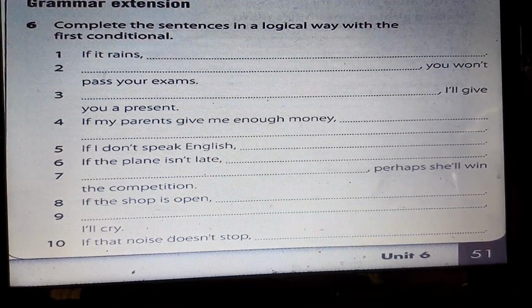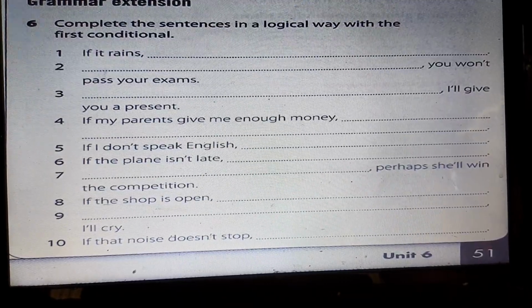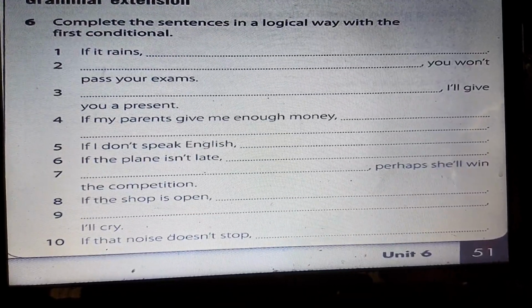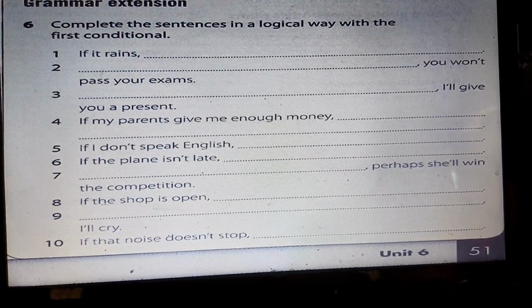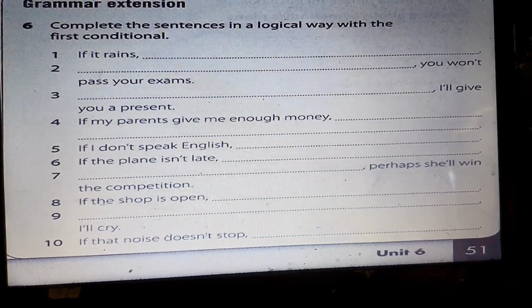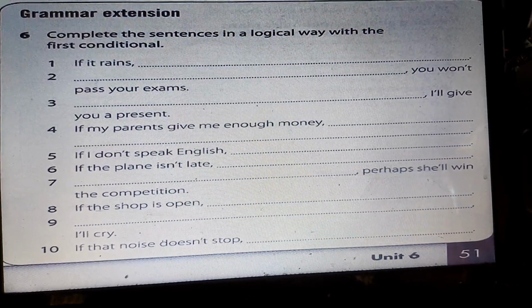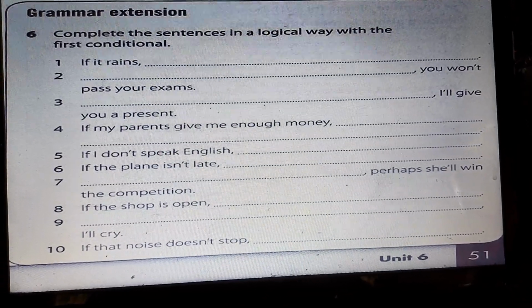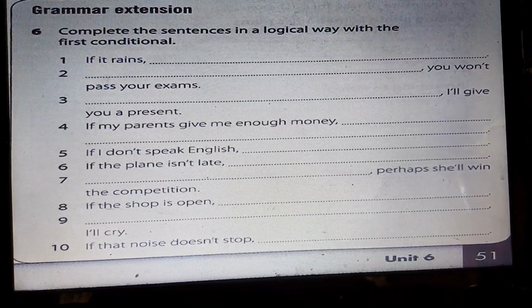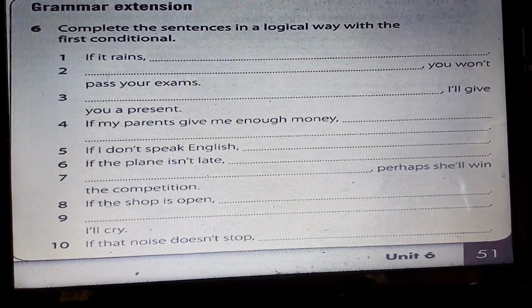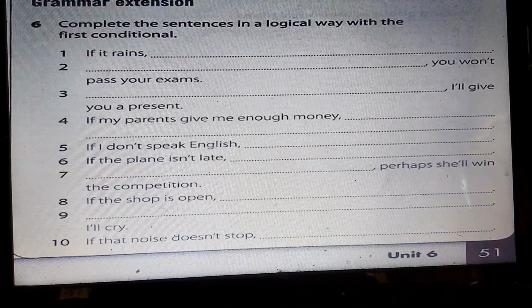Number 4. If my parents give me enough money, what will happen? I'll buy an MP3 player. طبعا it's يعني you are not restricted to the answers بس إنه منطبق فيهم القاعدة. Okay? Number 5. If I don't speak English, what will happen? People in England won't understand me. Correct.